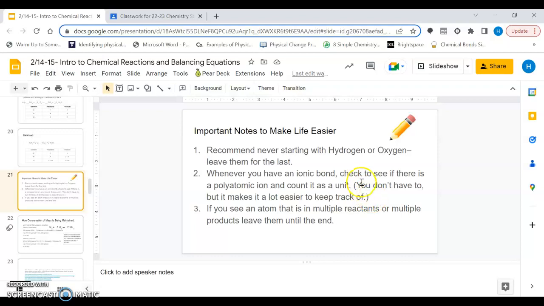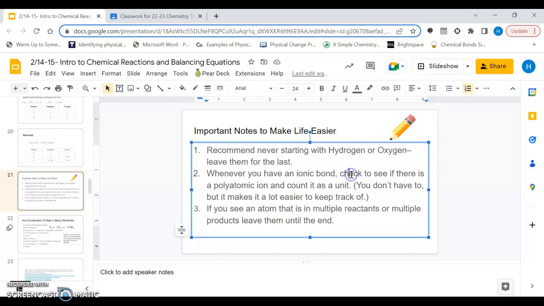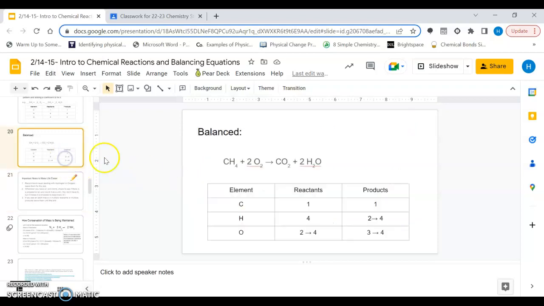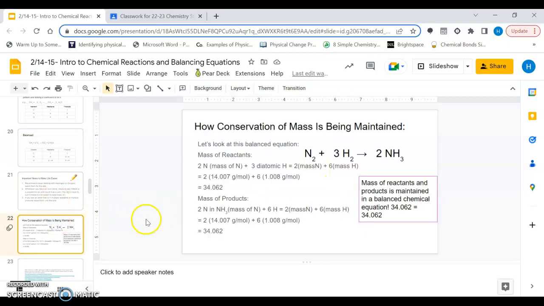Whenever you have an ionic bond, check to see if there's a polyatomic ion in it and count that as a unit. The polyatomic ions, I'll pull up here again in a moment and just kind of show them off on the side. You don't have to do this, but it does make it a lot easier because you're not having to do 3 times 4 times 2. You can just say, oh, I have 2 of that group, rather than counting individual atoms, which will make more sense with an example. And lastly, if you see an atom that is in multiple reactants or multiple products, leave them until the end. So revisiting that example, oxygen's in multiple places, so that's how I decided to leave it towards the end.